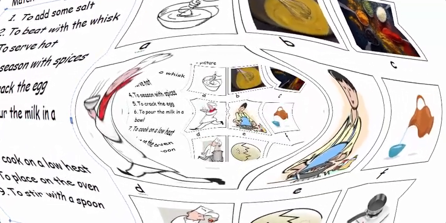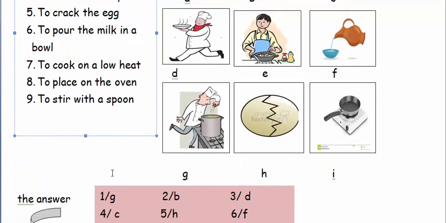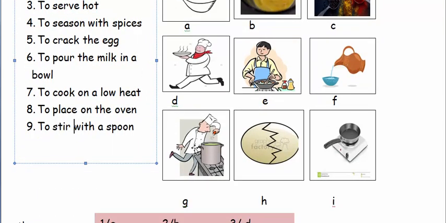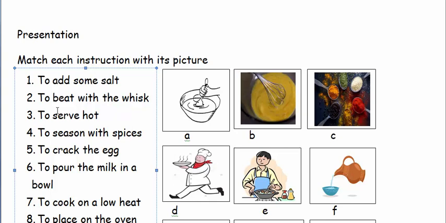Okay, let's have the answer now. Number 1 is with the G. To add some salt. This is picture G. So here this cook is adding some salt to this food. Number 2 is with B. To beat with the whisk. This is the whisk. This is the kitchen utensil which we call whisk. To beat, to do this action with the whisk.